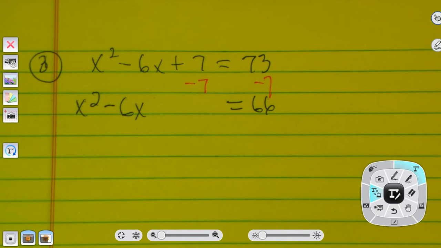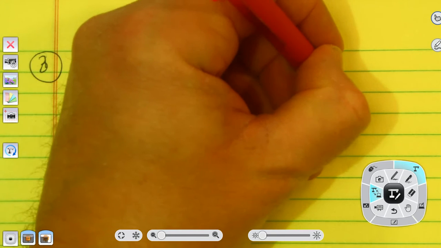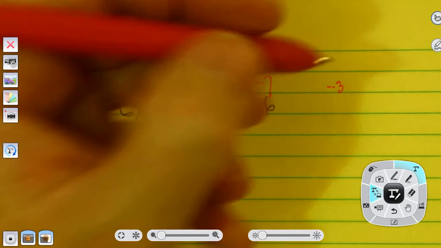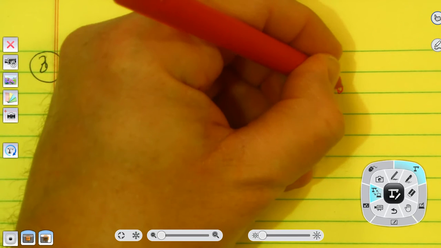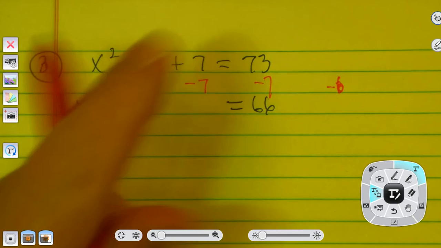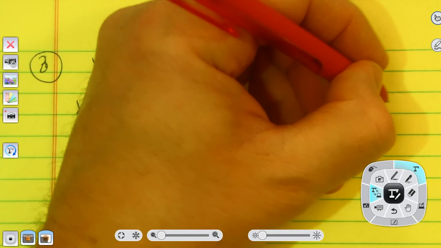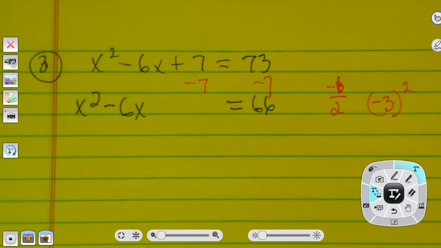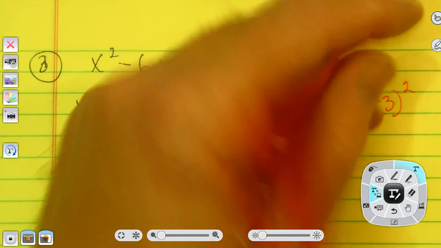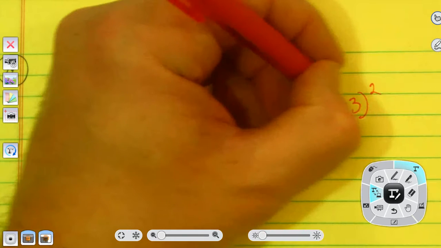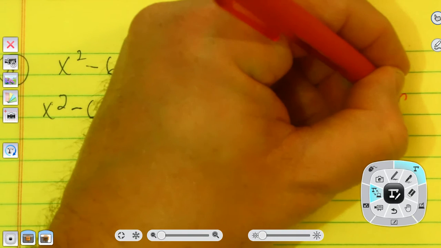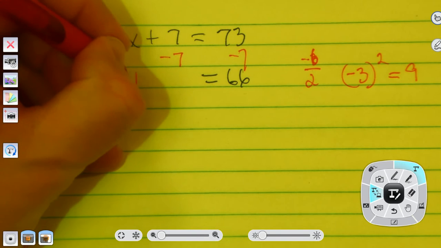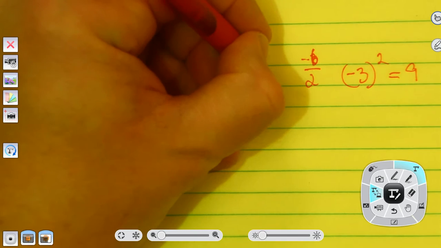Now, to complete the square, remember I take the b term, that's negative 6. I divide it by 2, and that's negative 3. And then I square it. So negative 3 squared is negative 3 times negative 3. So when I complete the square, it'll be equal to 9. Right, so I'm adding 9 then to both sides.